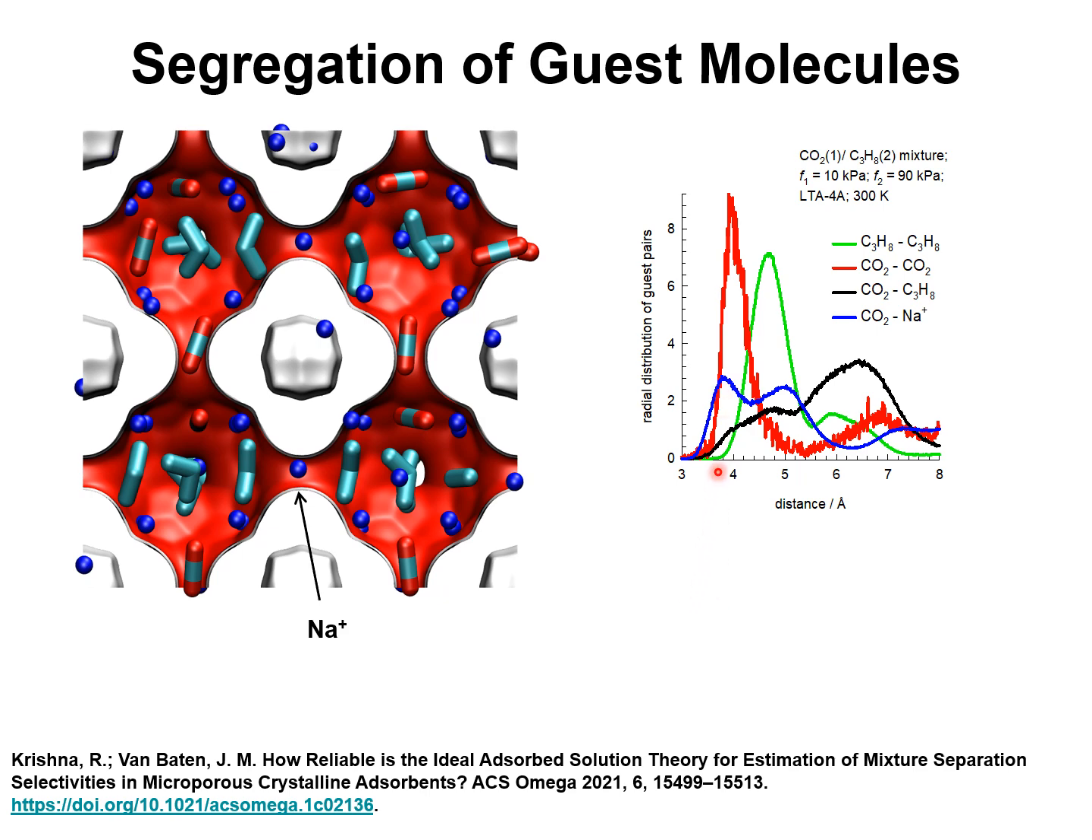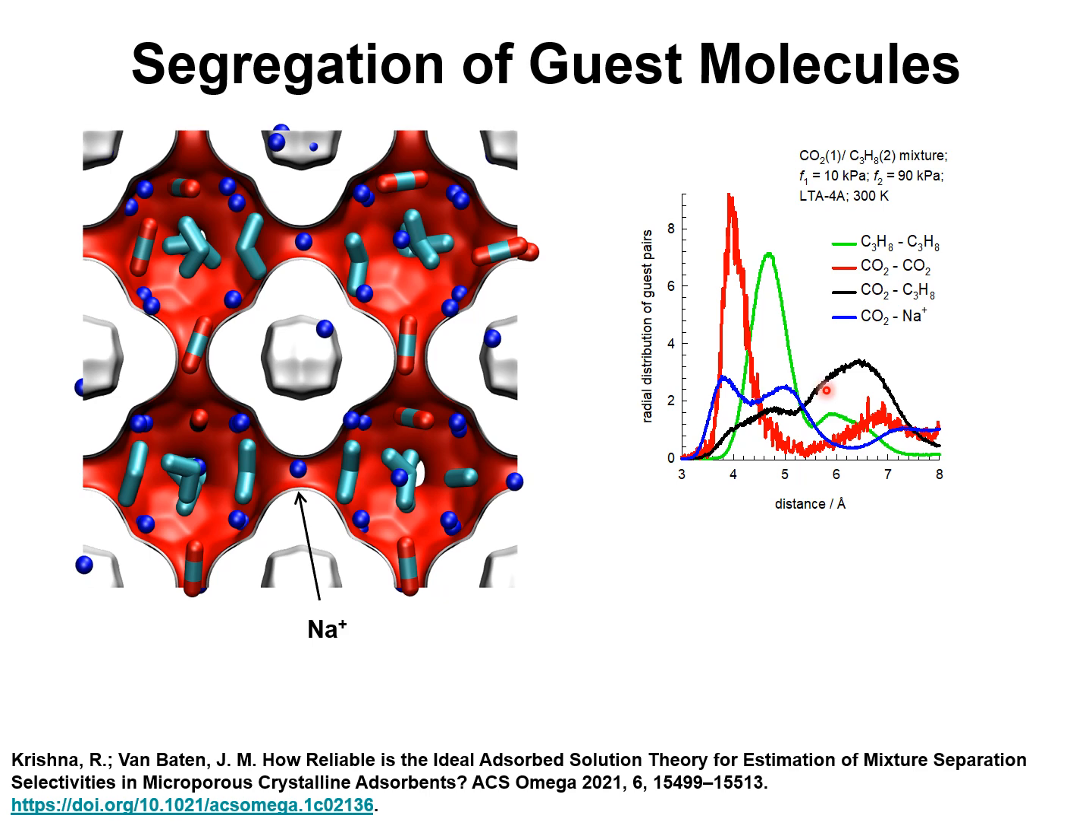If we look at distances of pairs of propane molecules indicated in green, we see that the average distance of separation is about 4.8 angstrom. The distances between CO2 and propane is indicated by the black line, and we see that the peak occurs at about 6.5 angstrom, indicating that the guest pairs CO2 and propane are further apart than the CO2-CO2 pair and the propane-propane pair.